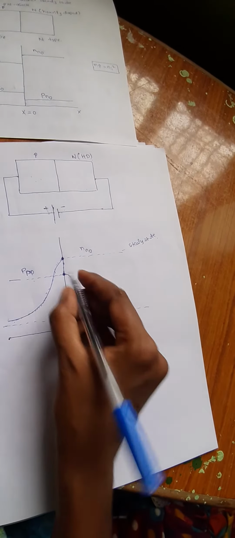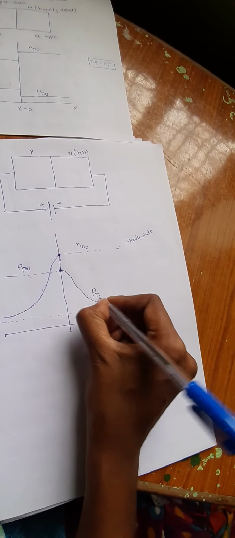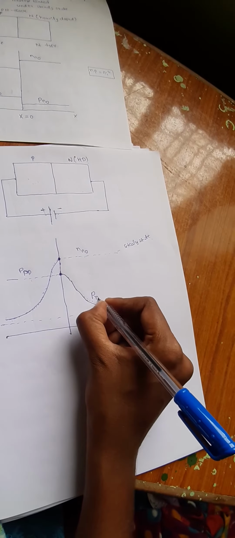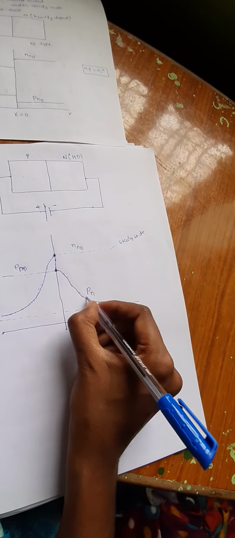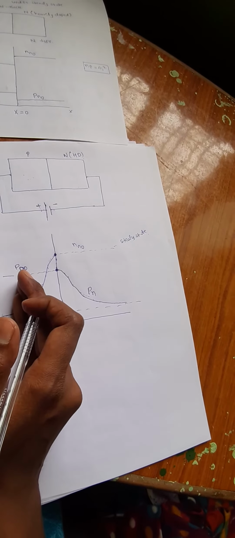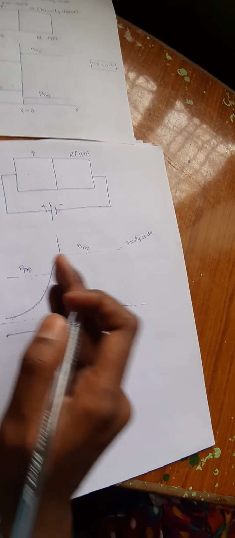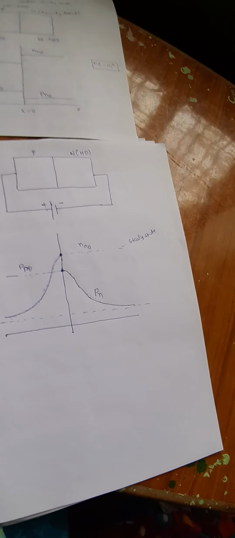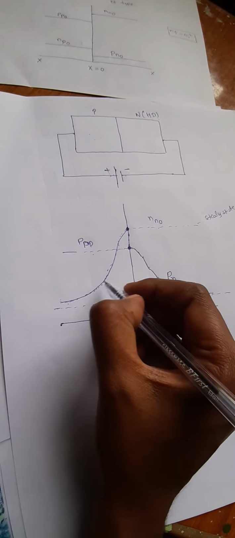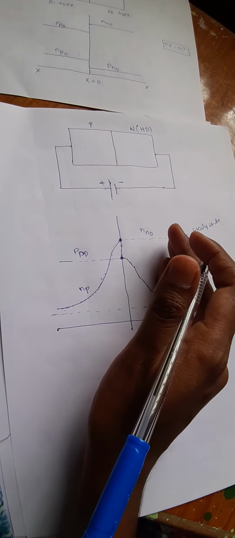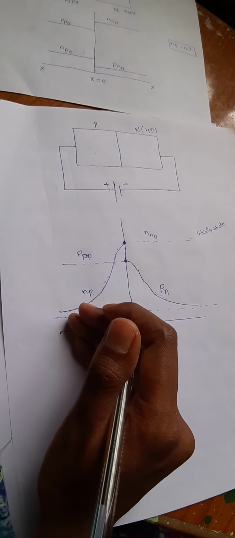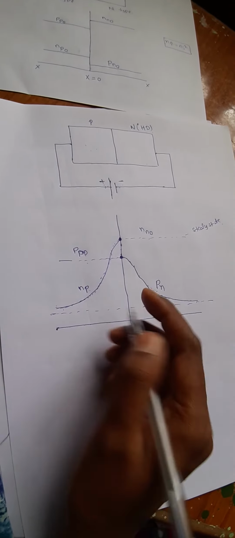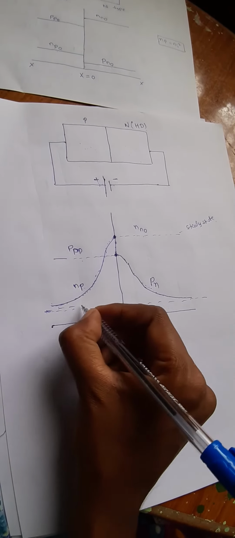So this will be indicated by p. The holes are the minority carriers for n type material. These are the majority carriers at the p side, but whenever they are injected into this n side, they become minority carriers. In the same way, this is also n p. These are the minority carriers for the p side. Those are the majority carriers for the n side, which are injected into this p side and become minority carriers.